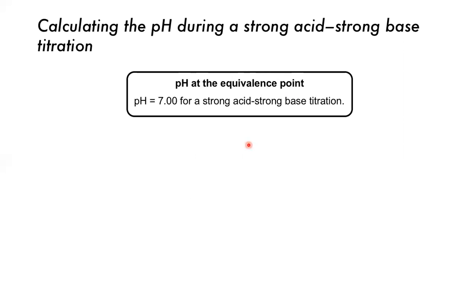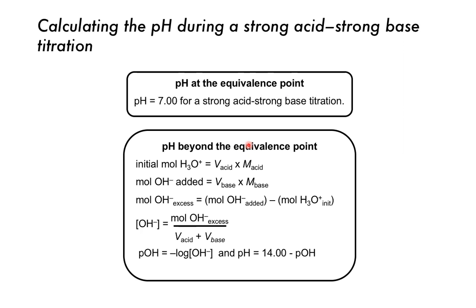So, the pH at the equivalence point. For a strong acid, strong base titration, the pH at the equivalence point is always going to be 7 because we're just left with neutral water. There are no weird equilibria going on here. So we're going to end up with a pH of 7 at the equivalence point. And the pH beyond the equivalence point is really just pretty much exactly the same.